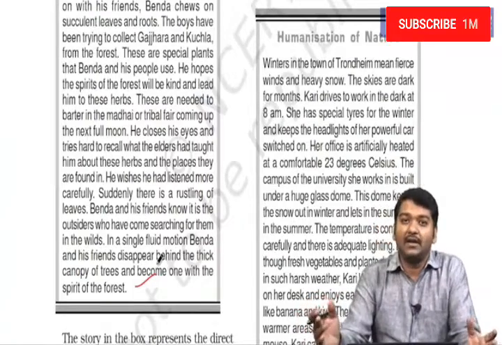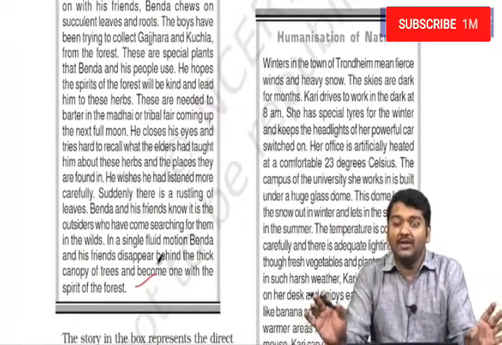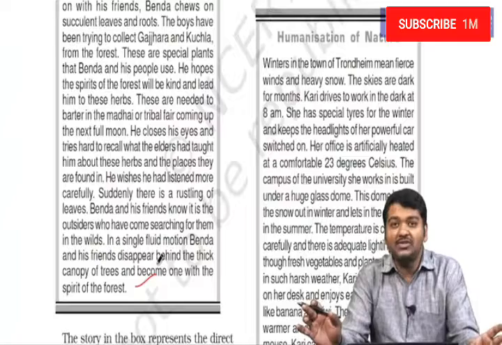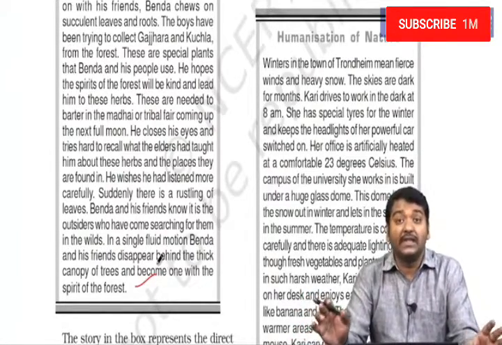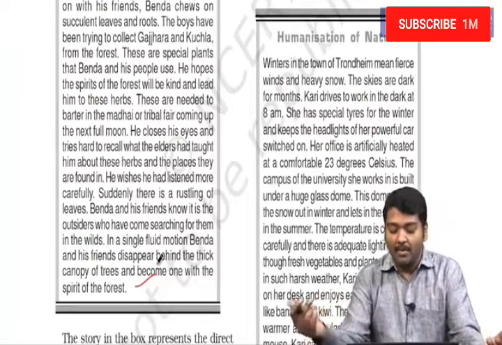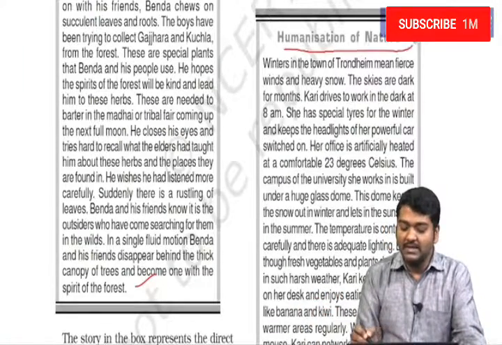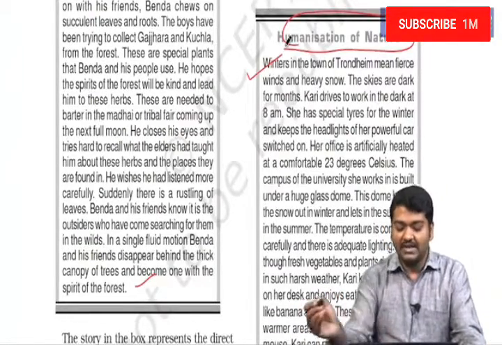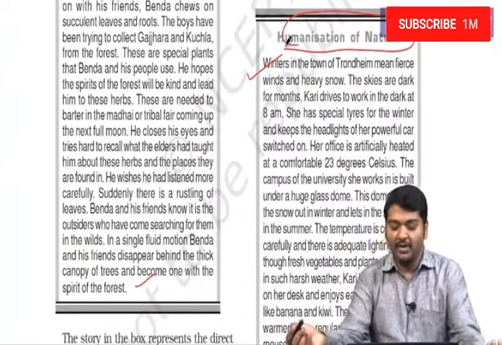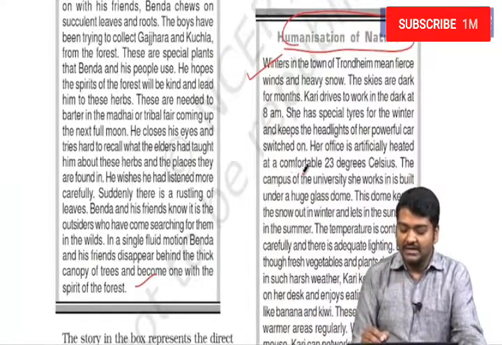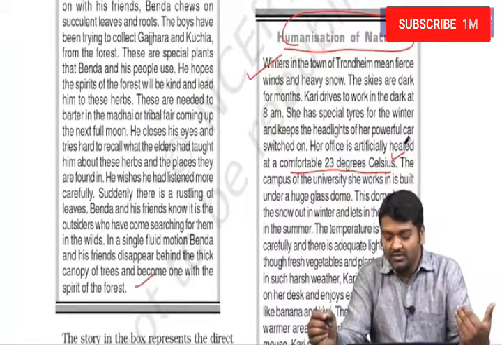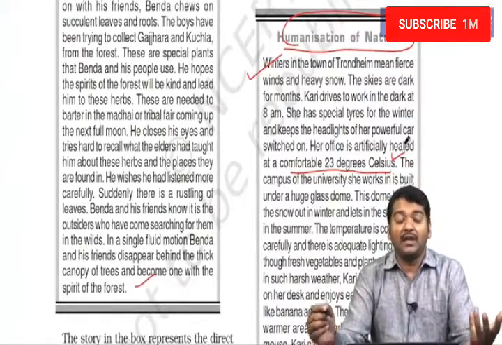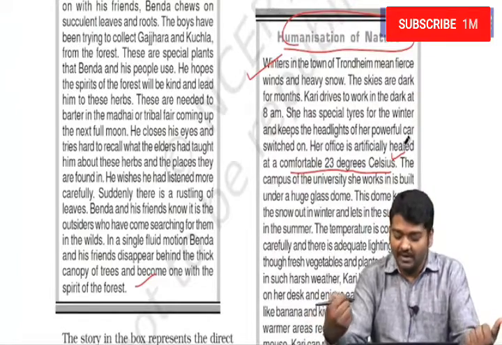So what exactly do they mean to say? Here they are trying to say that everything in nature is left as it is, and they are trying to adjust themselves to nature. But when you talk about the humanization of nature, winter is heavy and it's very cold. At that point of time, her office has a comfortable 23 degrees Celsius. So here we are trying to change the environment in such a way that it will benefit us.